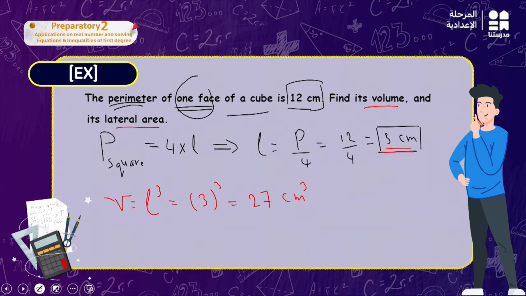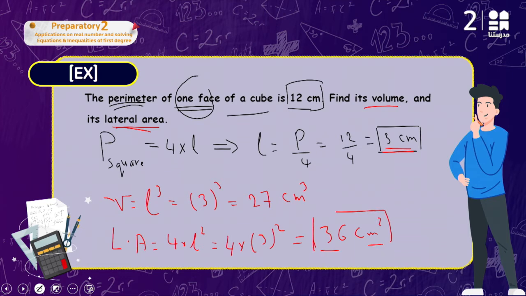اتفقنا كده؟ And the total area or the lateral area, he asked about the lateral area, equals 4 multiplied by L to the power 2. Okay, L equal what? Yes, 3. So 4 multiplied by 3 to the power 2, it is equal to 36 centimeter squared. Centimeter what? Squared. So this is the lateral area of the cube. Is it clear? Stick to the rule. كل ما هنتعلم الرولز ونتدرب عليها كل ما هنحل أي مسألة.